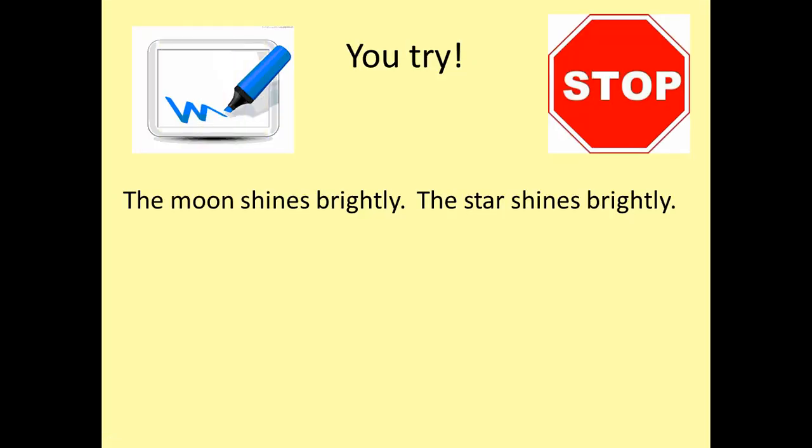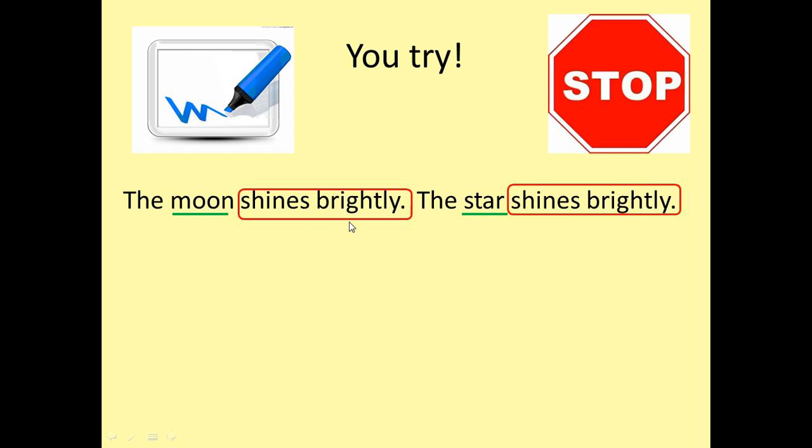You try. You're going to need your whiteboard for this part of the lesson. Get those materials ready now. Read the sentence with me. The moon shines brightly. The star shines brightly. In these sentences, the moon is one subject and star is another subject. But in both of the sentences, the predicate is shines brightly. Right now, I want you to rewrite these sentences to make one sentence that has two simple subjects and this same predicate. Try it now.